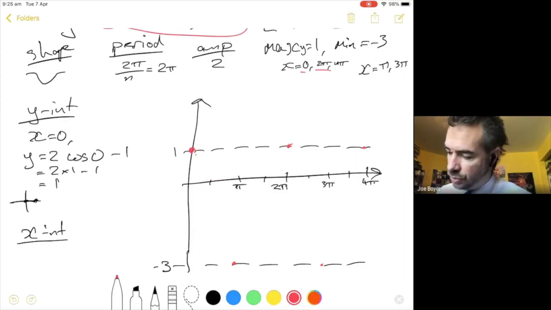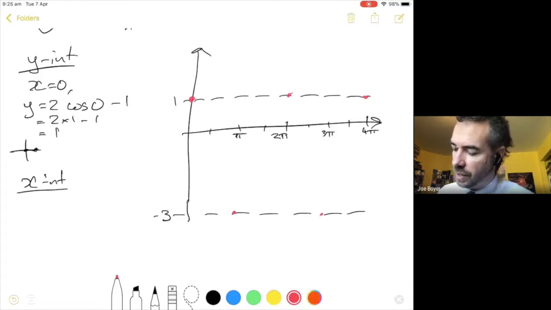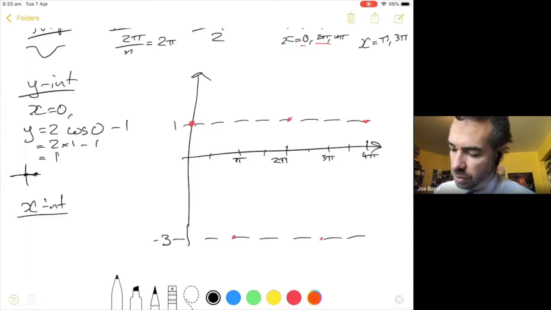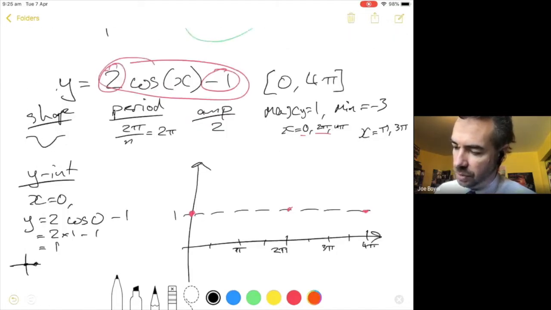I'm actually going to undo that. I'll leave my little red dots there for maximum and minima. Let's calculate where our x-intercepts are, and then we'll sketch it in. So in this case, my x-intercepts occur at y equals 0. So 0 is equal to, go back up, look at our function.